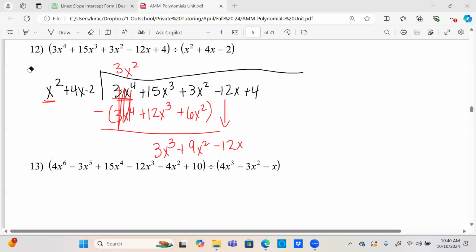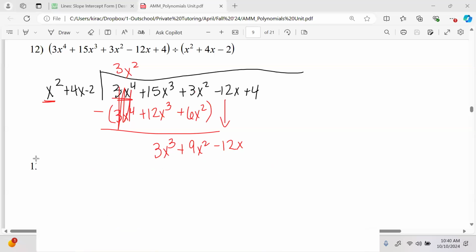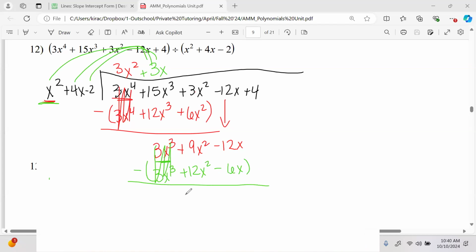Let me bring back my white box here. Okay, repeating the process. We need x squared to look like our new first component, so he'll need a 3 and 1 more x. That'll get him to be 3x cubed, 12x squared, minus 6x, subtract, first guy is gone. 9 minus 12 is -3x squared. -12 minus minus, so that's what turned to plus. -12 plus 6 is -6x, and drop.